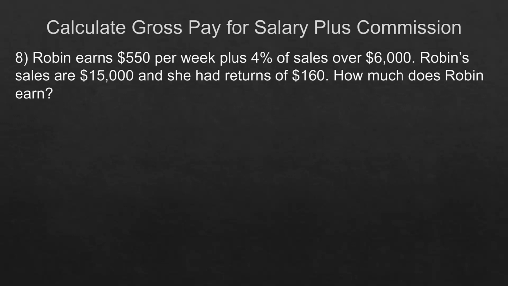It's a little silly. Okay, Robin earns $550 per week plus 4% of sales over $6,000. Robin's sales are $15,000 and she had returns of $160. How much does Robin earn? Okay, so this is a more complicated type of commission question. And so you just have to be careful with this.